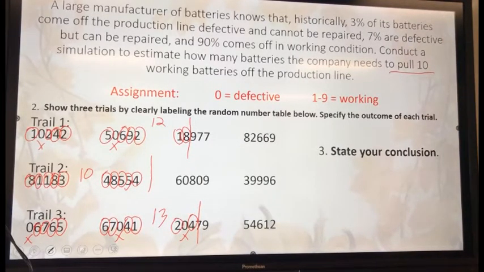State our conclusions. So you can conclude that at least how many batteries off the line will give us 10 working batteries? At least how many, based on our trials?